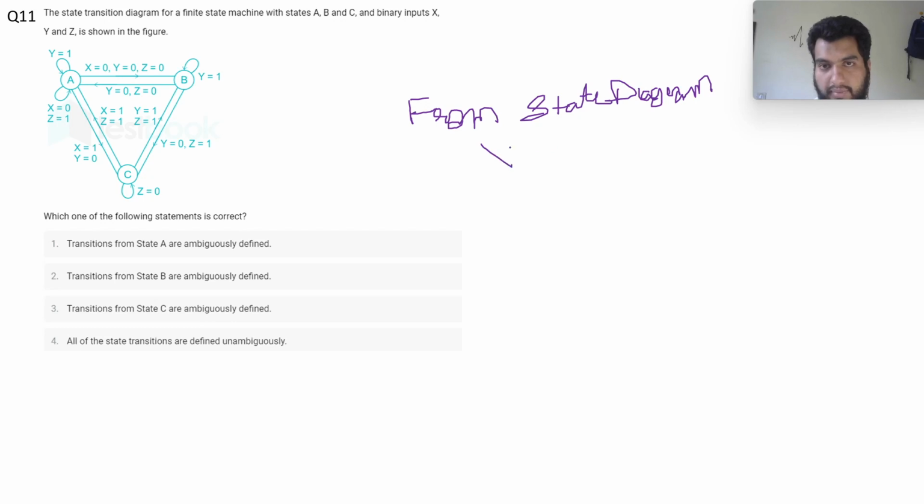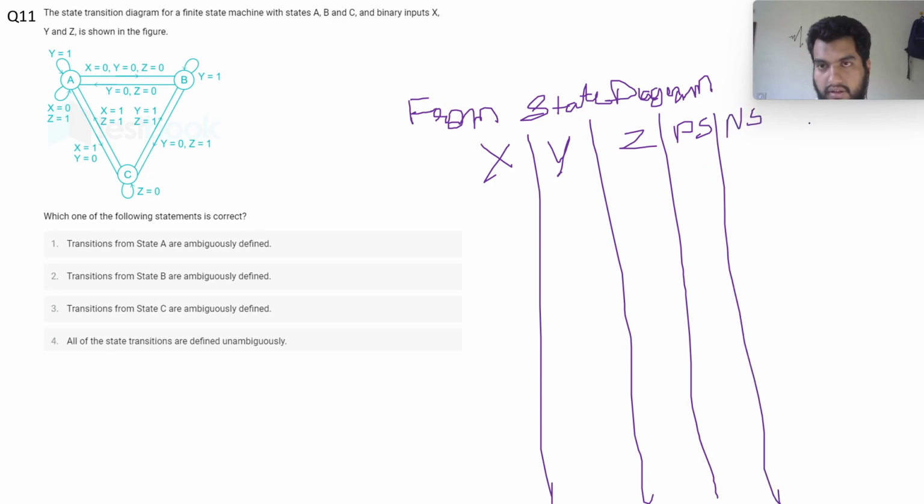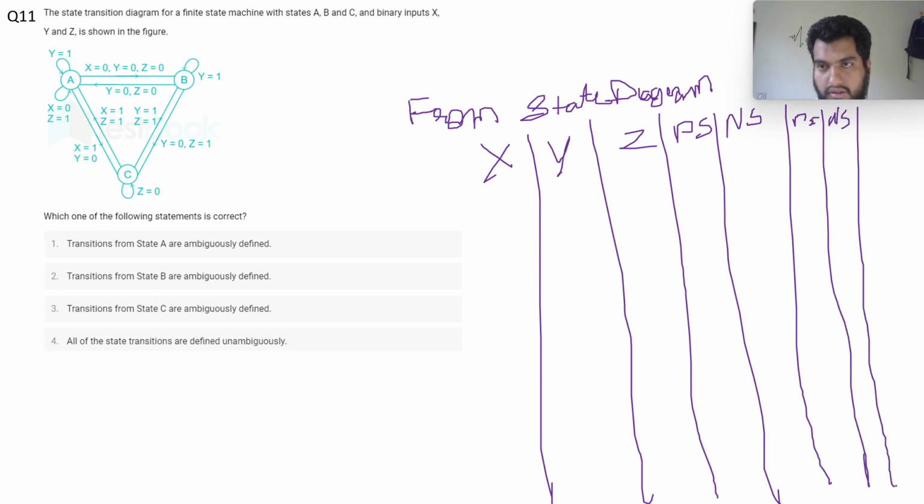So here are my inputs X, Y and Z, and here are my states: present state, PS, next state, NS, then finally PS, NS. Why did I make these columns? This is for state A, this for state B and this for state C.